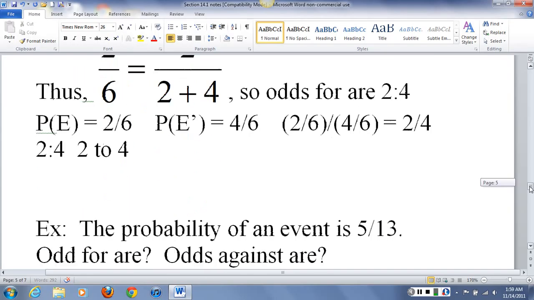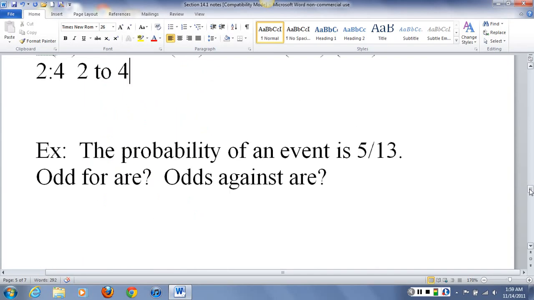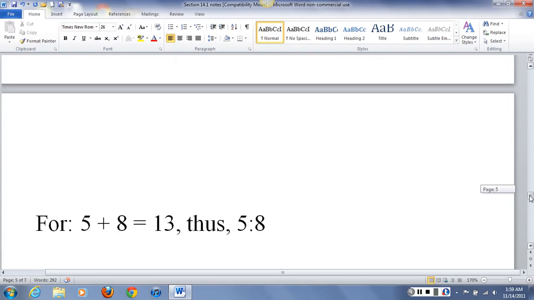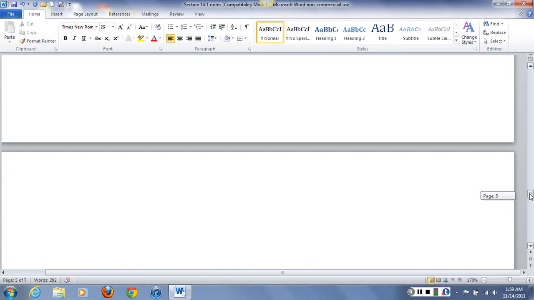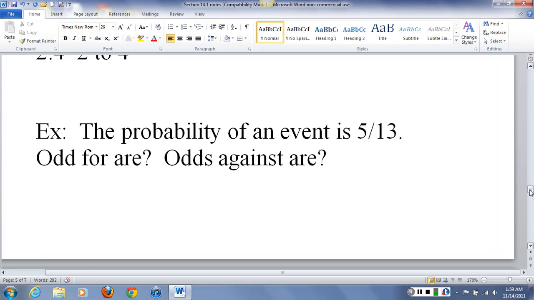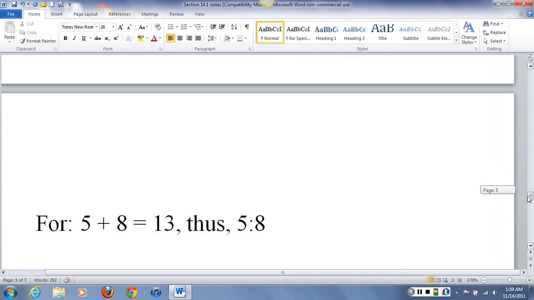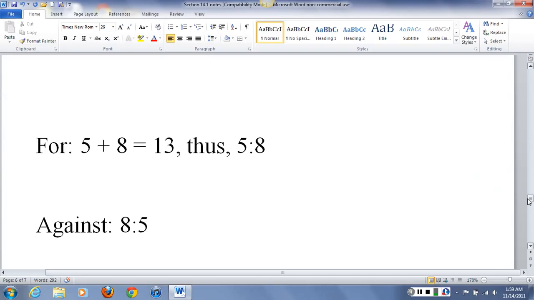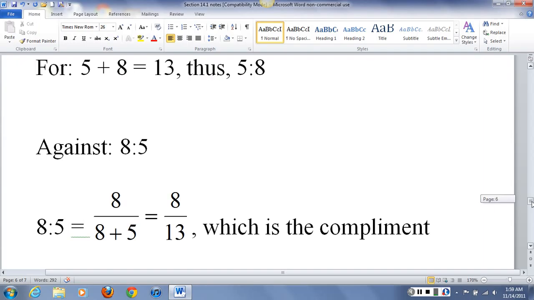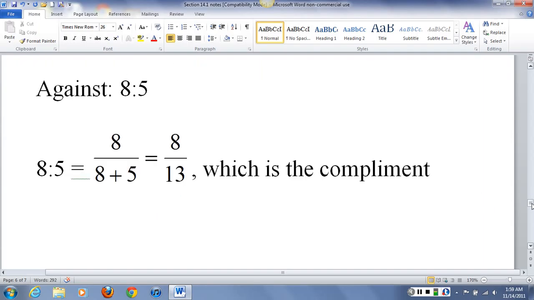Let's look at some other examples. The probability of an event is 5 out of 13. What are the odds for? What are the odds against? The odds for, again, think my numerator is 5. What do I add to 5 to get 13? It's 8. So 5 to 8 are the odds for. Against, obviously, is just reversed. It's the easy way of doing it. And vice versa. If I reverse it, I get 8 out of 13, which is the complement.